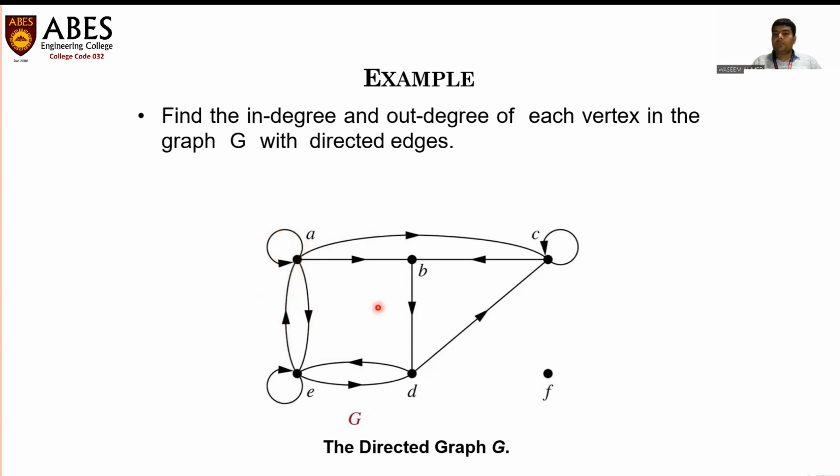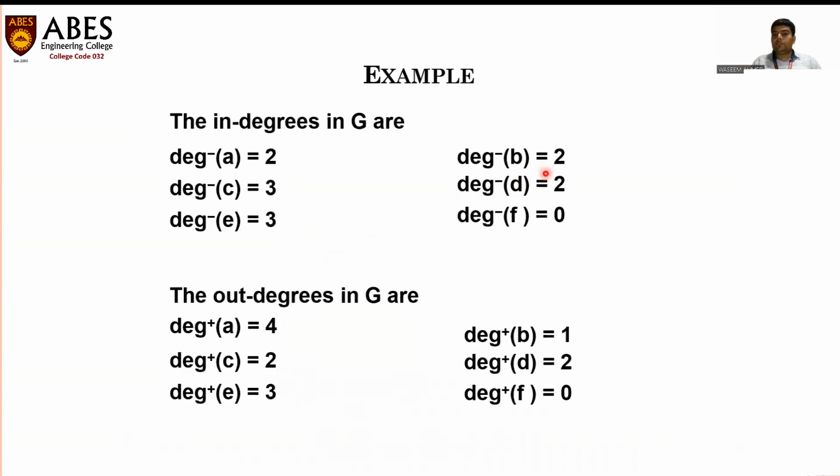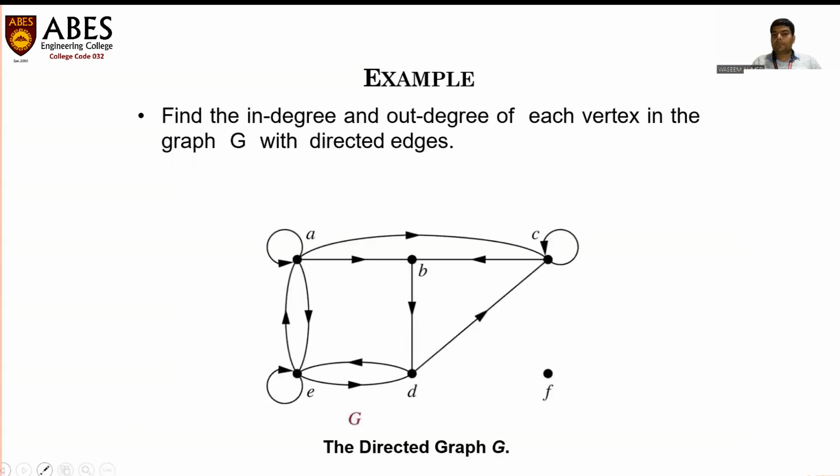This is the self loop. Similarly, we are going to calculate on vertex B. On vertex B, the in degree is 2 and the out degree is 1. So we are going to calculate all the in degree and out degree with the help of this diagram.